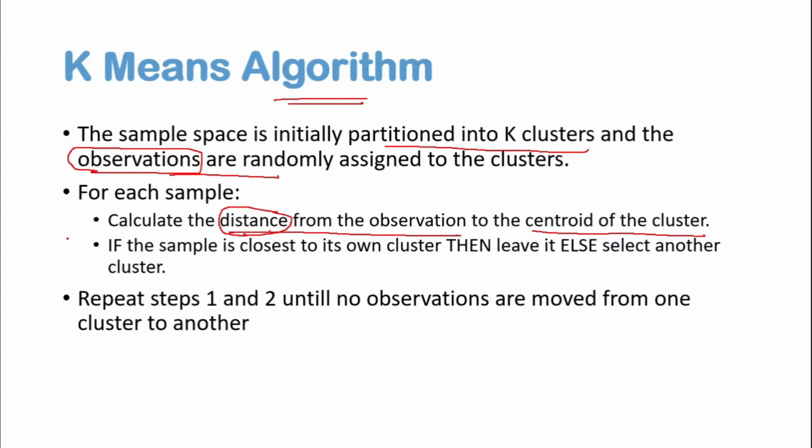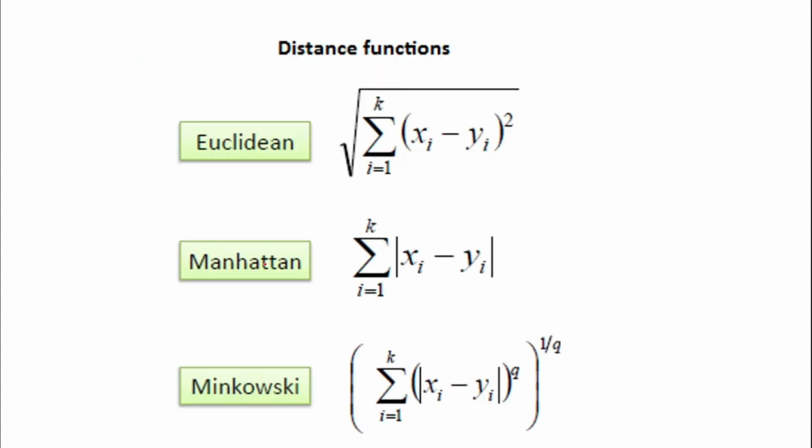Then repeat the steps. Repeat the steps means for each sample, this is a for loop. For each sample, just try to assign the particular data sample to a particular category and make a cluster. So this is the main K-means algorithm.